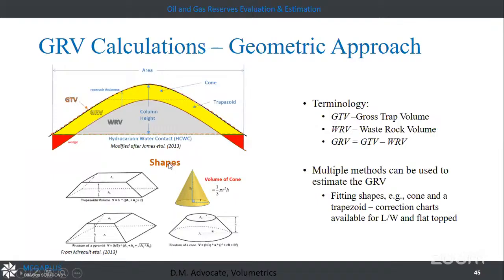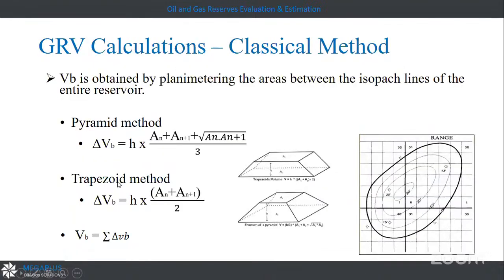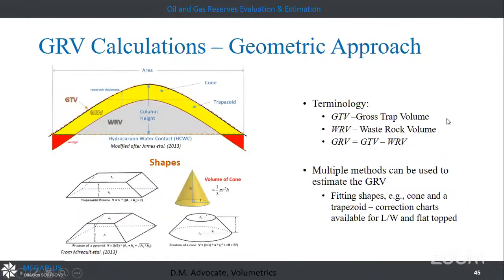Another approach that was published in 2013 is a little bit more accurate than the first one. This is the same as the trapezoidal, spherical and pyramid methods, but here we are dealing with something called the gross trap volume and the waste rock volume. So I will calculate the gross trap volume according to the shape of the structure that I have. Maybe it will be a cone, or maybe it's like a trapezoid or something, and subtract the waste rock volume. So the gross rock volume will be the subtraction between them.